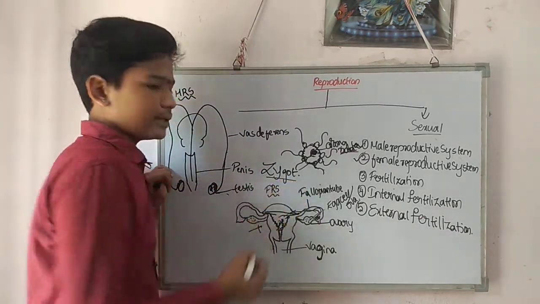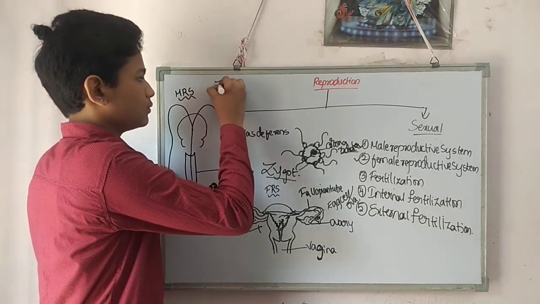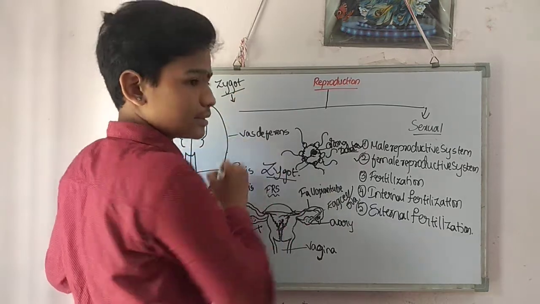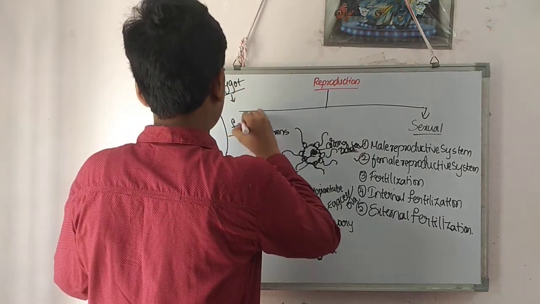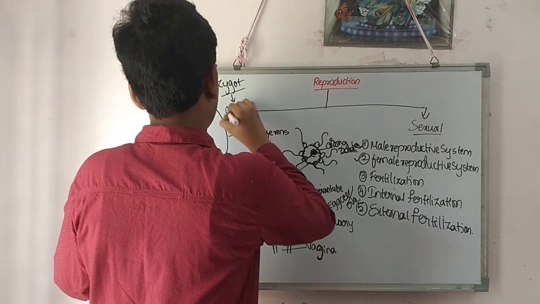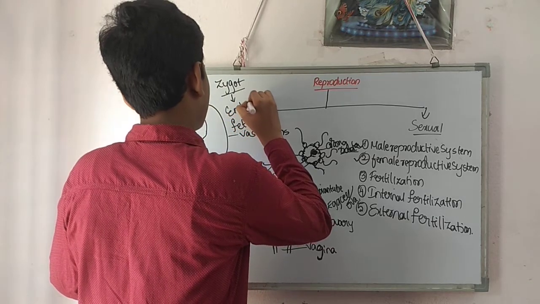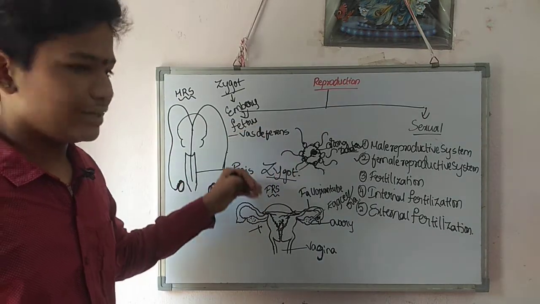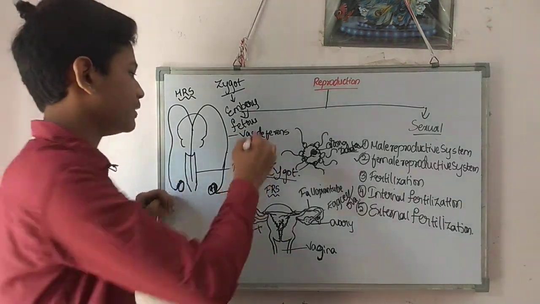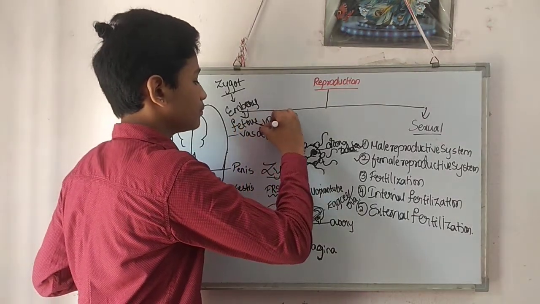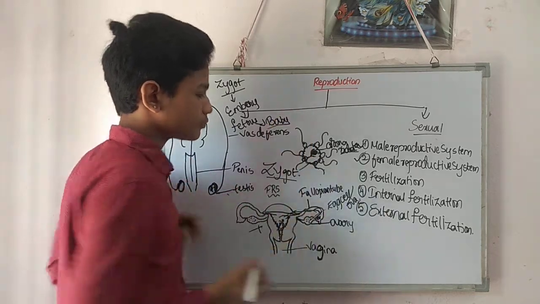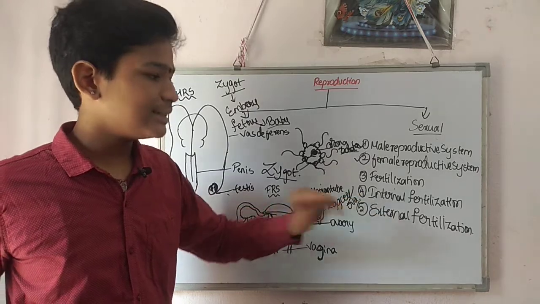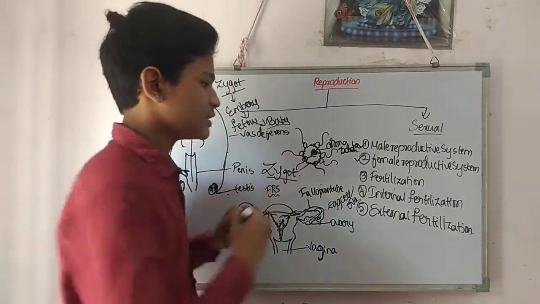This zygote develops into an embryo, next the fetus, next the baby. Okay, the fertilization is also completed. Now the internal fertilization and external fertilization.